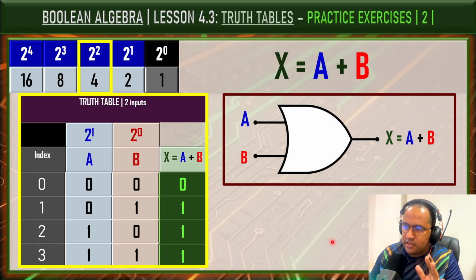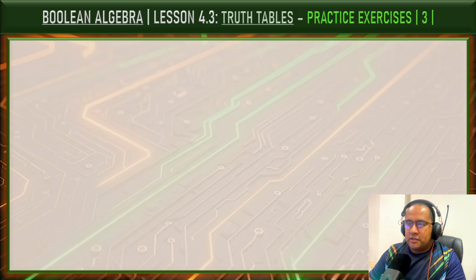Okay? As we can see, the OR gate produces a logic 1 whenever one or more inputs is equal to 1. Only the combination 0 or 0 produces a logic 0 at the output. Okay? It's very easy, it's very simple. Now let's continue with another exercise.